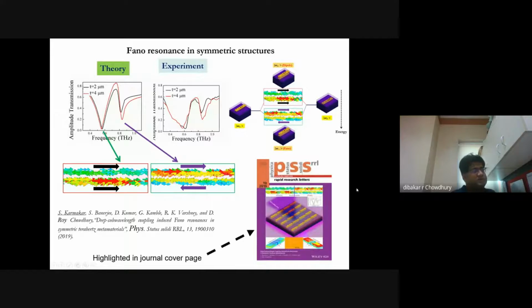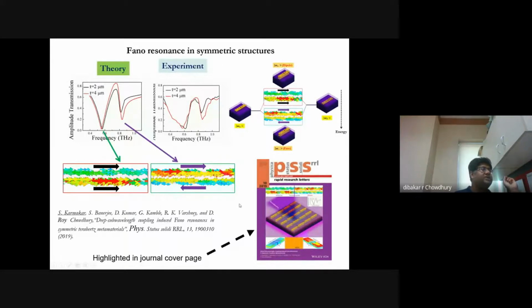So this unique concept of Fano in a symmetric structure was actually pretty well highlighted and cited also. And at that time it received the journal cover page in pss RRL.